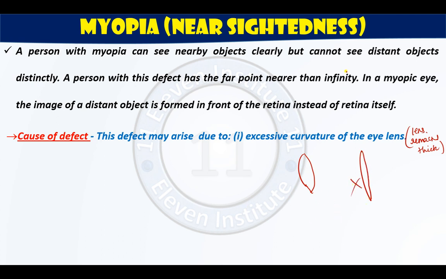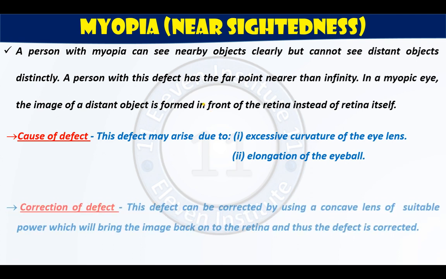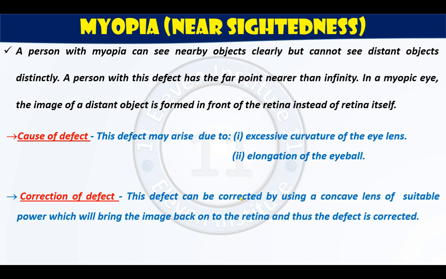So there is excessive curvature of the lens due to which this problem arises. Another reason is elongation of eyeball. Right? Elongation of eyeball. If the eyeball size is larger, then also it is possible that nearsightedness might occur. What is the correction? This defect can be corrected by using a concave lens of suitable focal length or suitable power, which will bring the image back onto the retina and thus the defect is corrected.